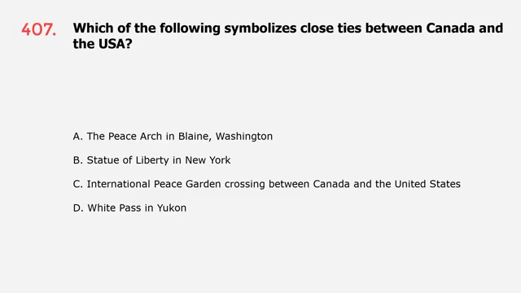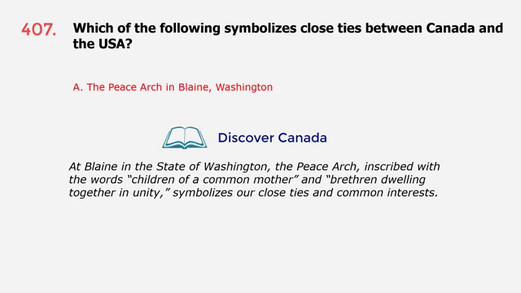Question 407. Which of the following symbolizes close ties between Canada and the USA? A. The Peace Arch in Blaine, Washington. B. Statue of Liberty in New York. C. International Peace Garden crossing between Canada and the United States. D. White Pass in Yukon. The answer is A. The Peace Arch in Blaine, Washington.